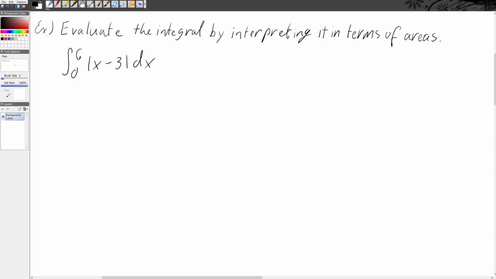For this problem, we want to evaluate the integral by interpreting it in terms of areas. The integral of the absolute value of x minus 3 from 0 to 6.